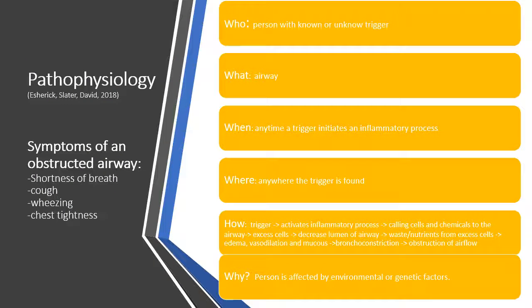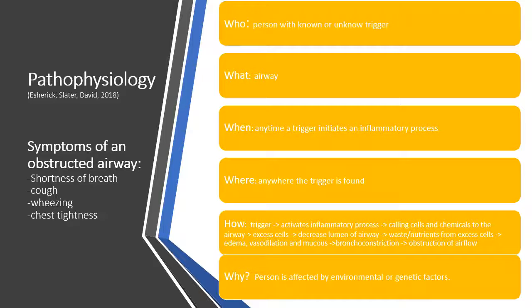This is the second slide that talks about the pathophysiology of asthma. We're going to be able to answer 6 questions of how asthma affects an individual. The first one is, who is affected by asthma? Well, it's a person with a known or unknown trigger. What gets affected? The airway. When? Anytime a trigger initiates an inflammatory process. Where? Anywhere the trigger is found.